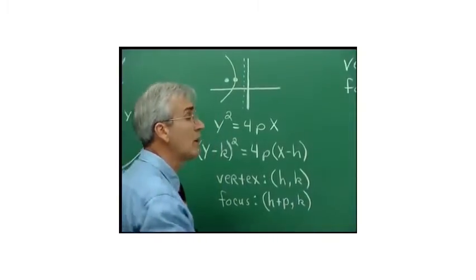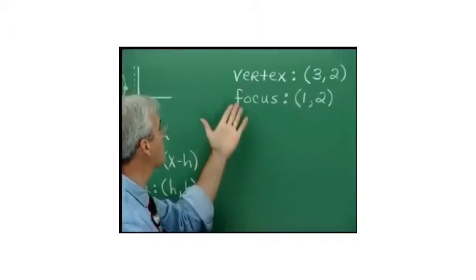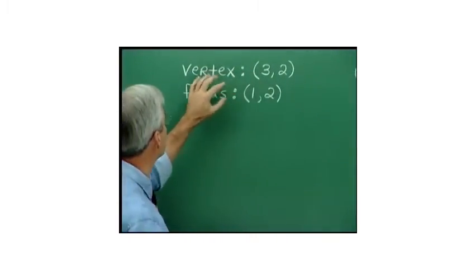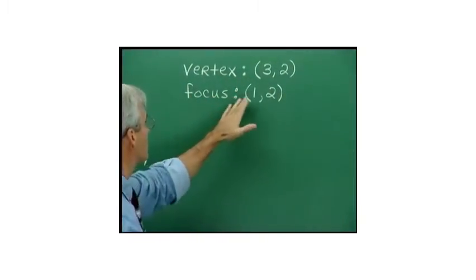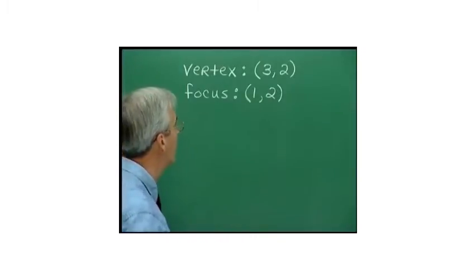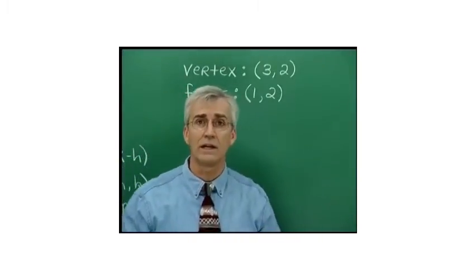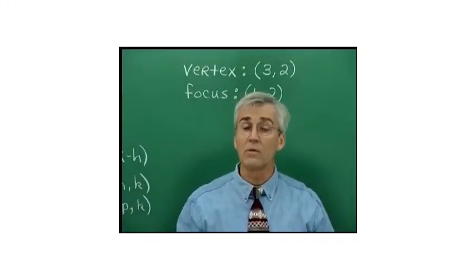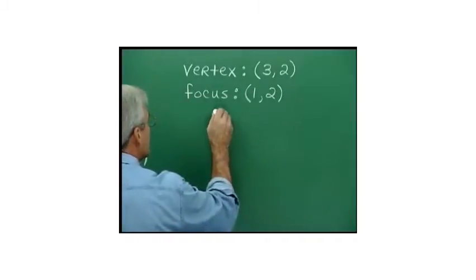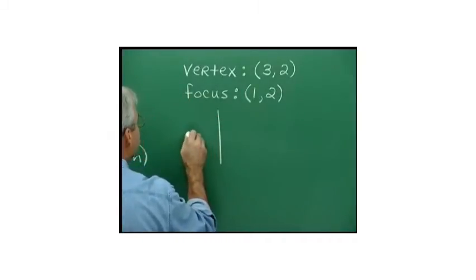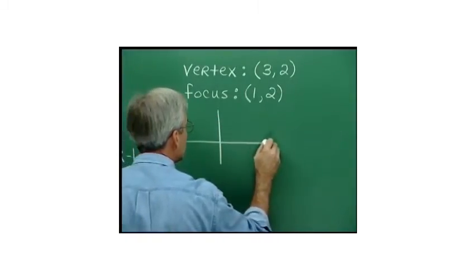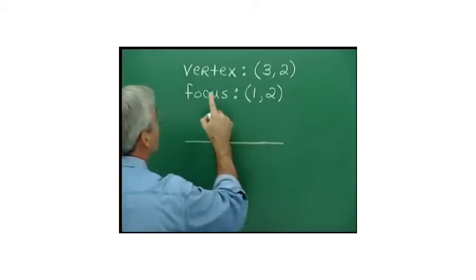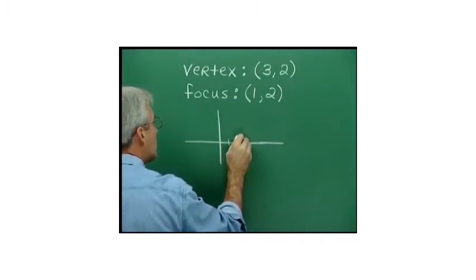Consider this problem. Suppose we want to generate the equation associated with this information. We have a vertex at 3, 2, a focus at 1, 2. That's all we know about the problem, but we want to generate the formula or the equation associated with this. We begin by just sketching a little graph. So we think like this. Okay, we've got a vertex at 3, 2.